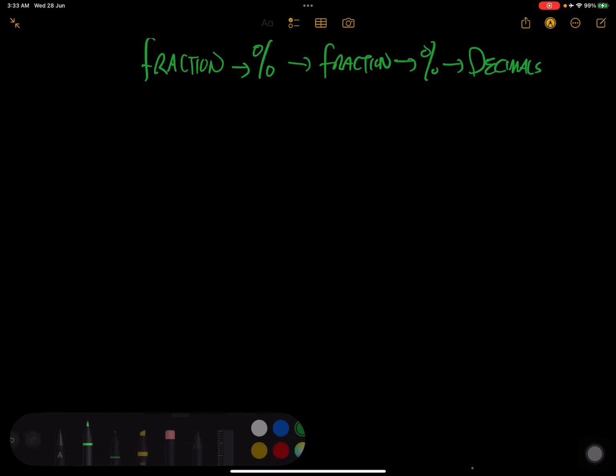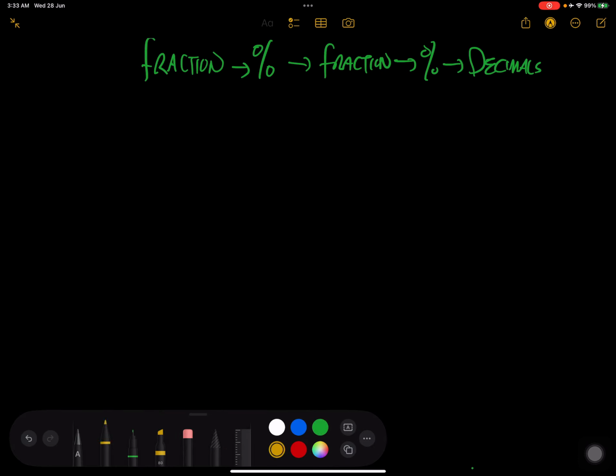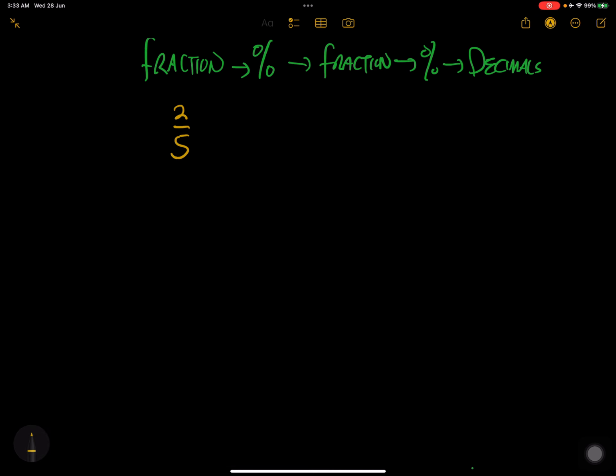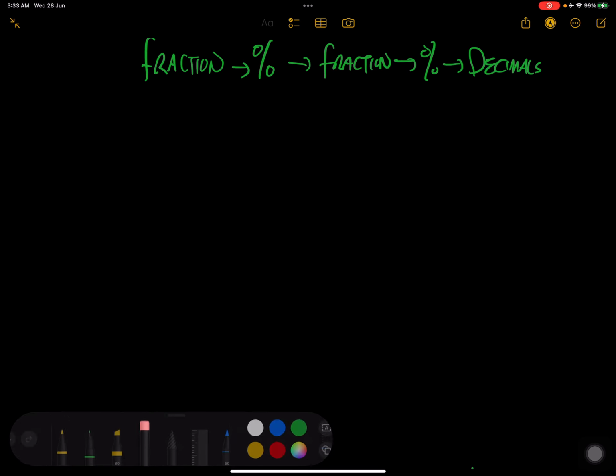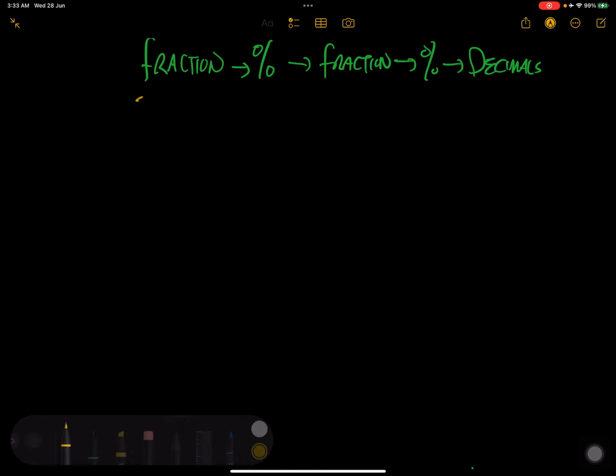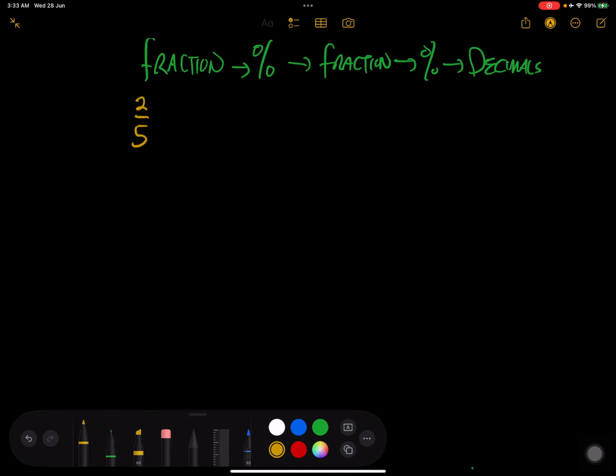So let's look quickly at, let's say we have a fraction, 2/5, and we want to convert it into a percentage. Let me rewrite this better. So let's say we have 2/5, and we are converting it into a percentage.